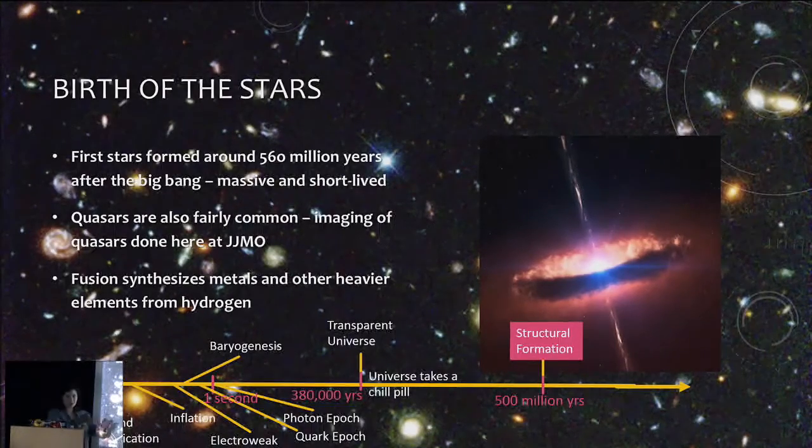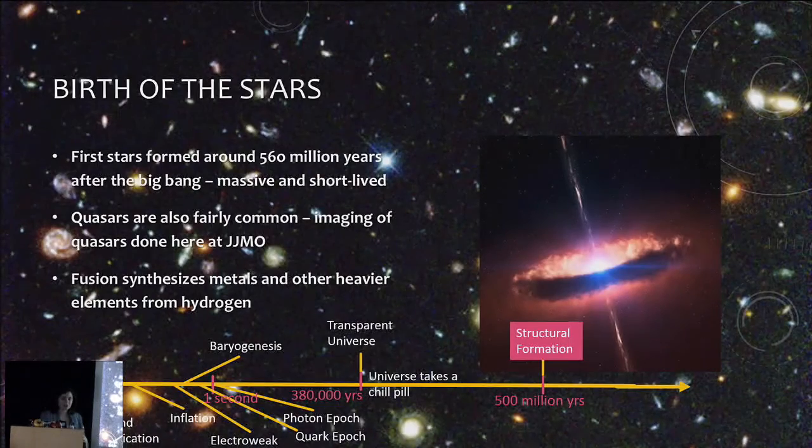jets. And if one of those happens to be pointed at your telescope, then that's one of the brightest things in the entire universe. Quasars can be as bright as an entire galaxy. Sometimes supernovas are brighter, though. And so we've done work on imaging those here at the JJMO.